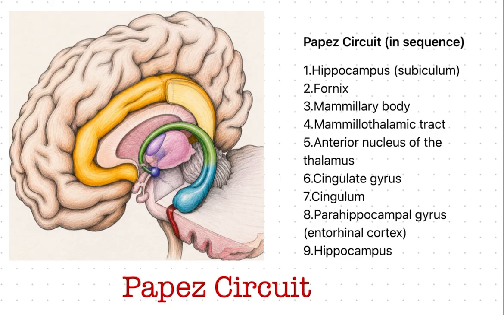From the hippocampus, fibers collect into the fimbria and then continue as the fornix. So here it forms like this. The fornix is a major efferent pathway from the hippocampus. It arches beneath the corpus callosum. So this is the corpus callosum, and it arches below the corpus callosum.